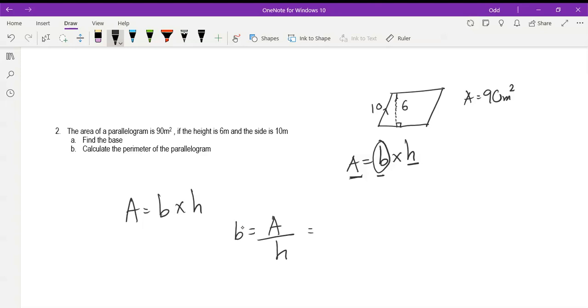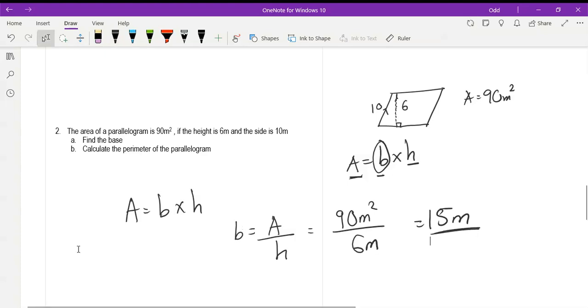So what's our area? We have 90 meters squared over the height, 6 meters. 90 divided by 6 is 15. Meters squared divided by meters is meters, so that will be 15 meters. So the base of this parallelogram is 15 meters.